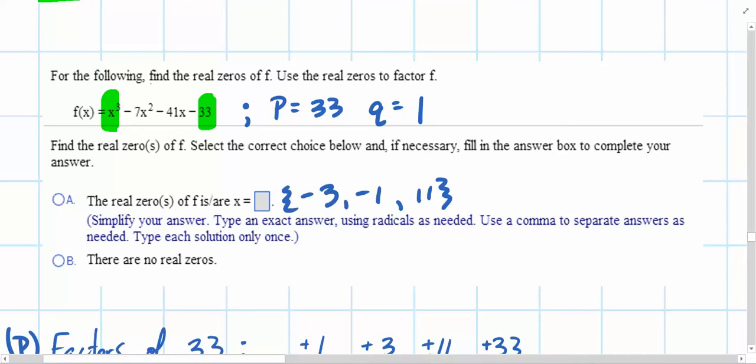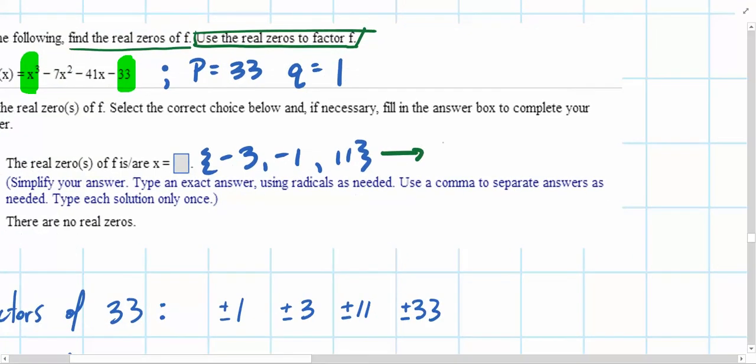Now the second half of this question, after we find the zeros, will ask us to use the zeros to factor the function, and all that means is tell us what the factored form of our result would look like. And each of these zeros produces a factor for us, so we can rewrite them again, this time as x plus 3 times x plus 1 times x minus 11. Keeping in mind that the sign of these zeros is the opposite of what the factor would be.